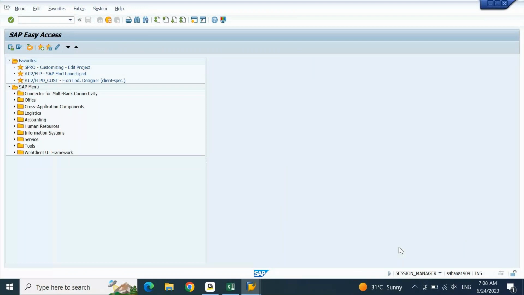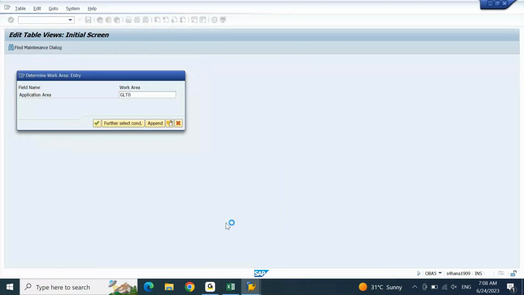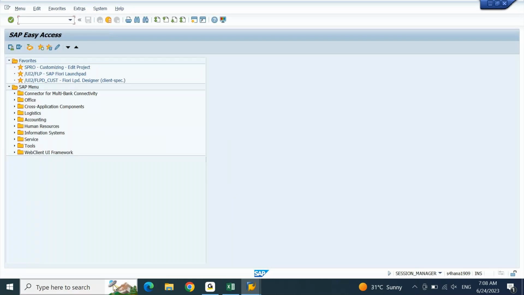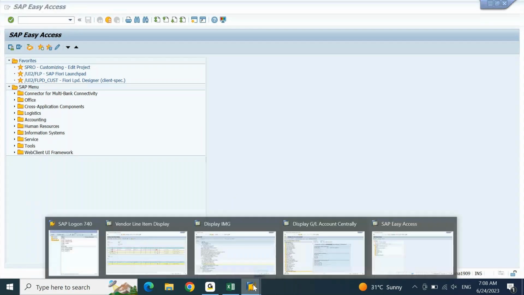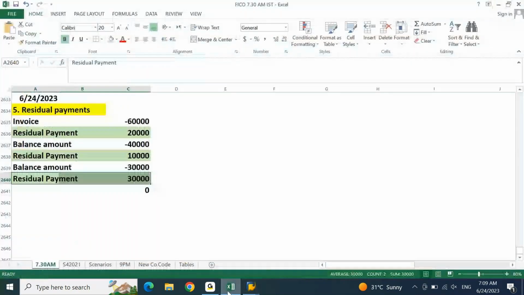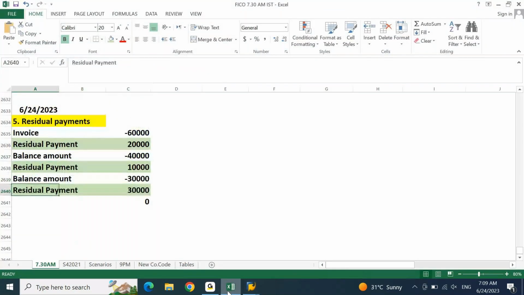OBA5. Let's remove it. Okay. Remove that message. It's not relevant. I'll get this tested through ABAP. Yes. Okay, residual payment. So we are getting a runtime error.